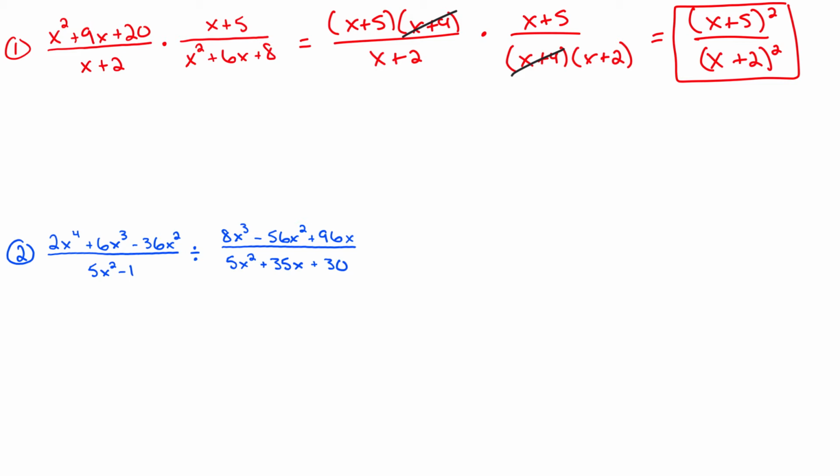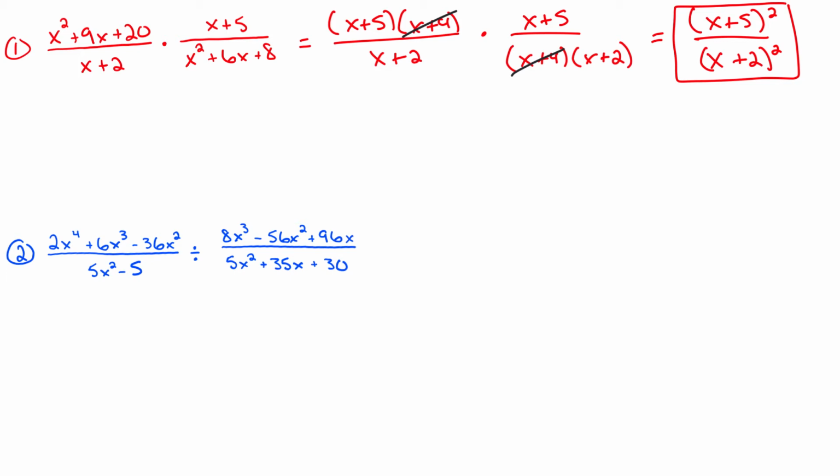Before I start problem 2, there is a typo on it. It's supposed to be a minus 5 on the bottom. 5x squared minus 5. There we go. All right. This one's going to be challenging, largely because it involves a lot of factoring. In the top left, I have 2x to the 4th plus 6x cubed minus 36x squared, all divided by 5x squared minus 5. And I'm going to take that first fraction and divide it by this new fraction, with the numerator being 8x cubed minus 56x squared plus 96x. And that's all divided by 5x squared plus 35x plus 30.